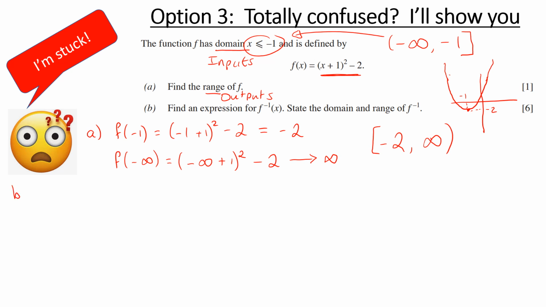Right, moving on to part B. Find an expression for the inverse function. f^-1 means inverse, and state the domain and range of the inverse. Okay, I'm going to do this part first because it's easy to do, and I think it's going to help to find the inverse function. So I'm going to write down the domain and range first.